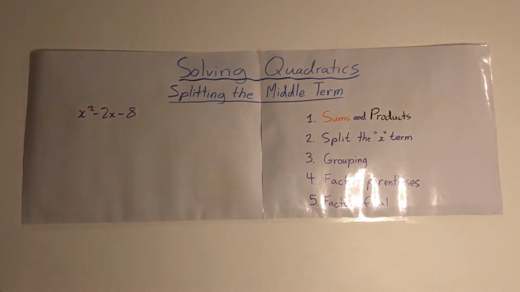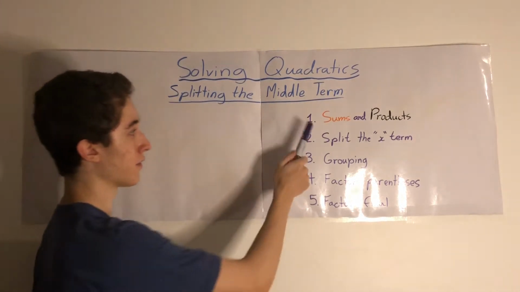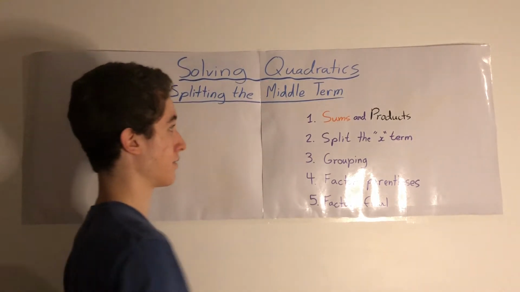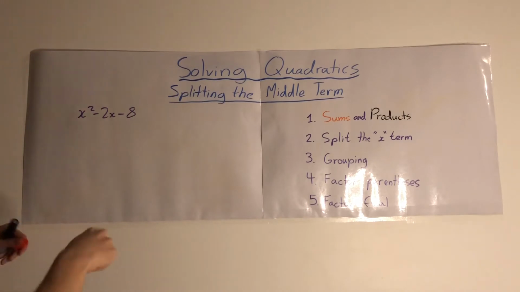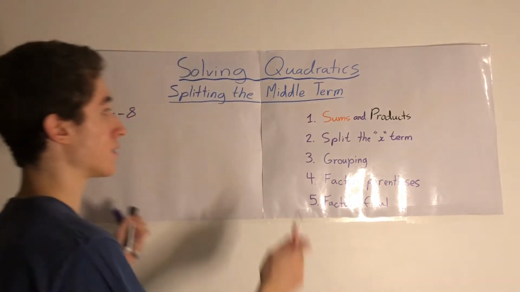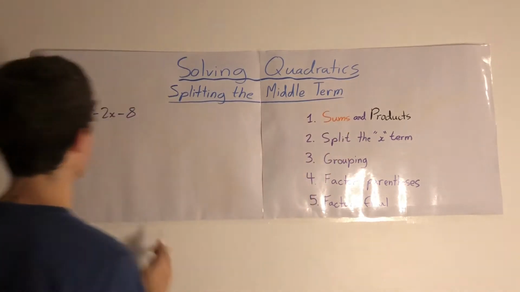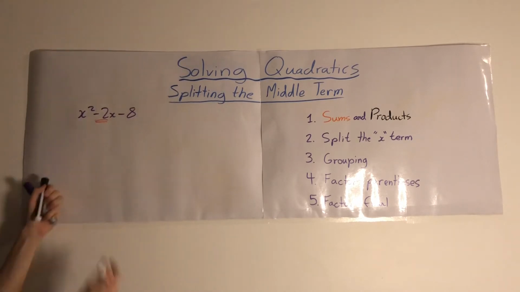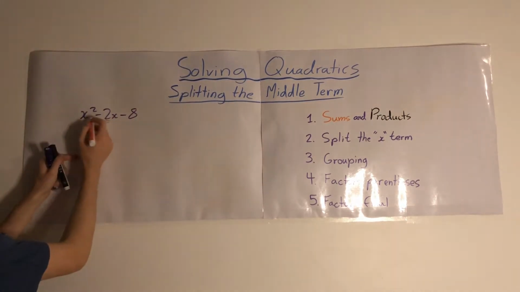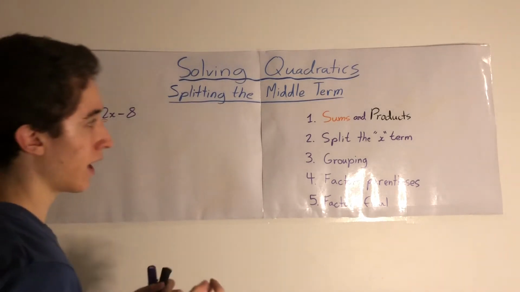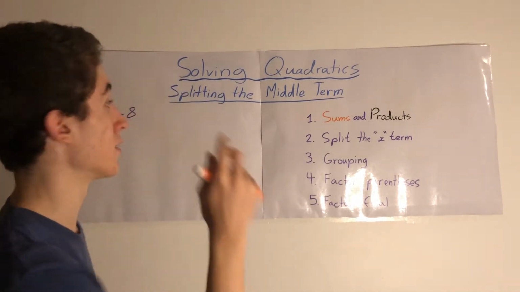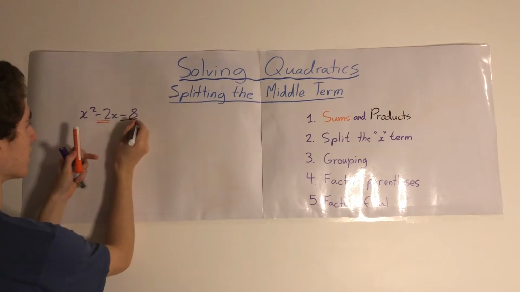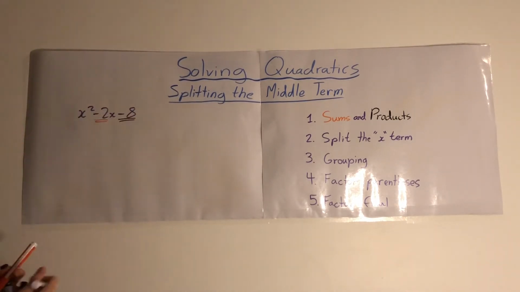X squared minus 2x minus 8. And our first step here is using the sums and product strategy, just like we did in our last video. And we basically want to find two numbers that add up to the coefficient that is multiplied by x, sorry, it's not term, it's coefficient, technical names, but what is multiplied by your x, okay? And then two numbers that add up to -2 in this case and multiply to this number here, the one that doesn't have any x, any variable, okay?